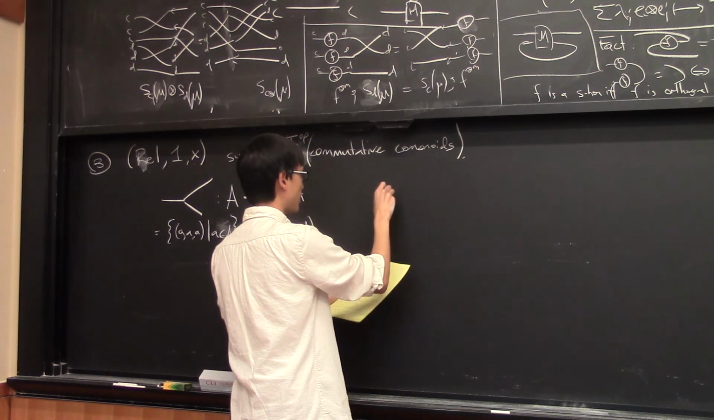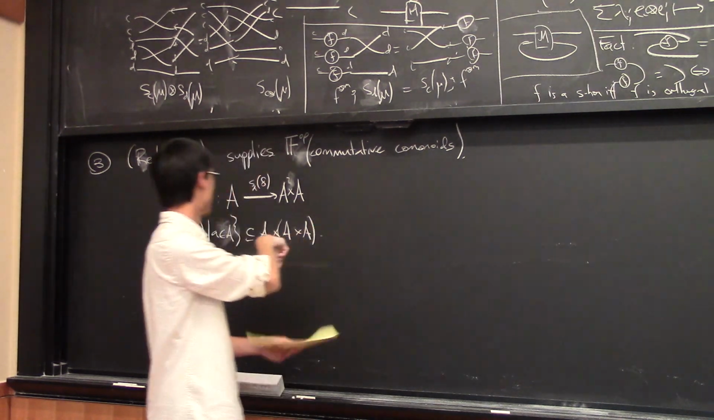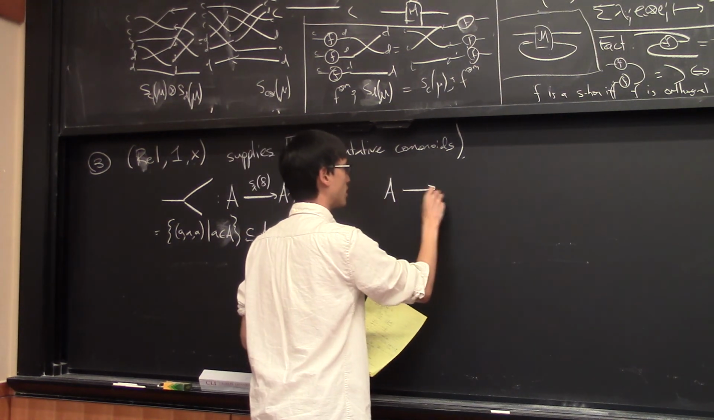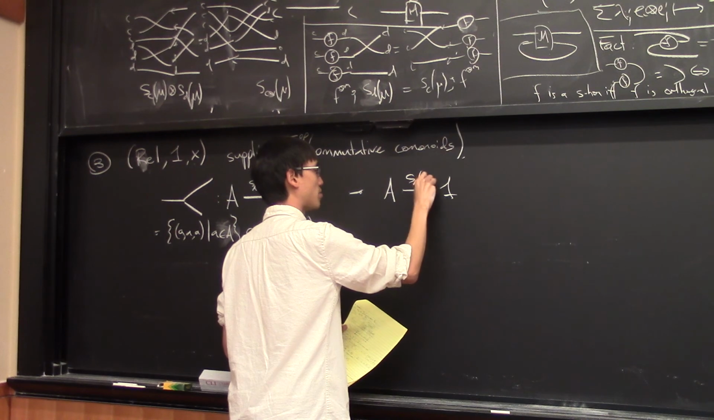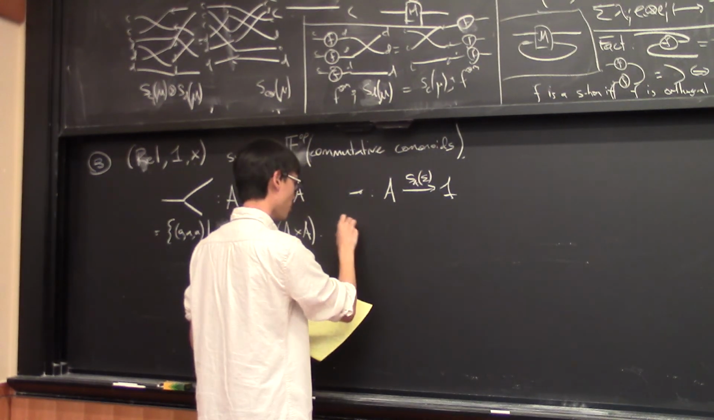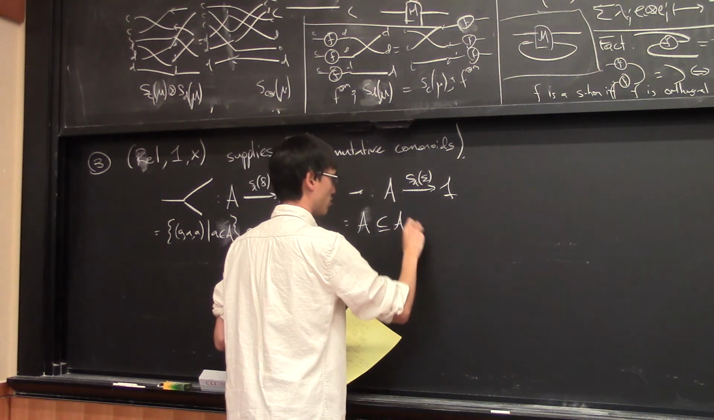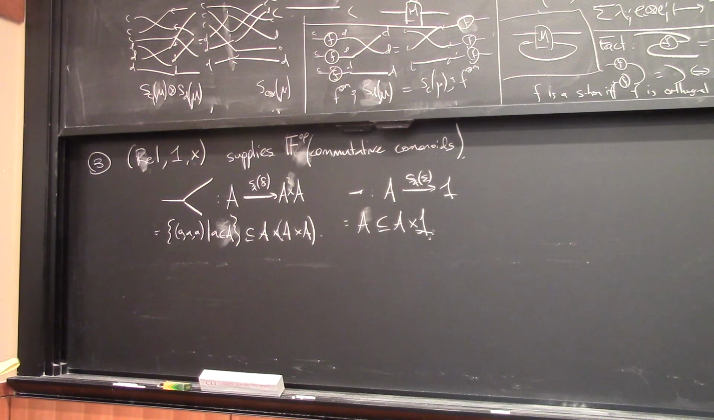And the other thing I need to tell you to give a commutative comonoid on this object is a map from A to the terminal set, called S sub A of epsilon. And this is just the subset A considered as a subset of A times 1.